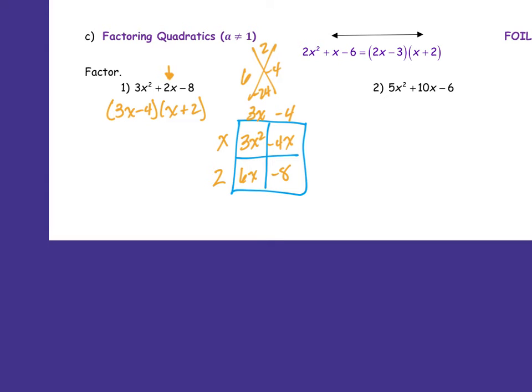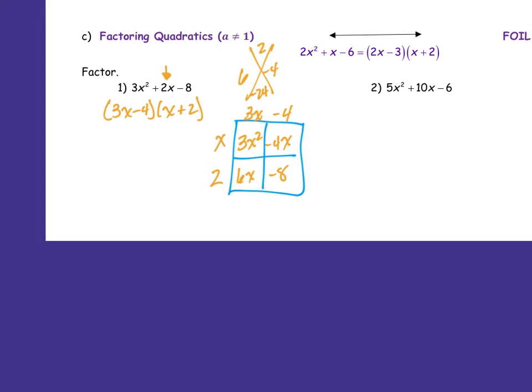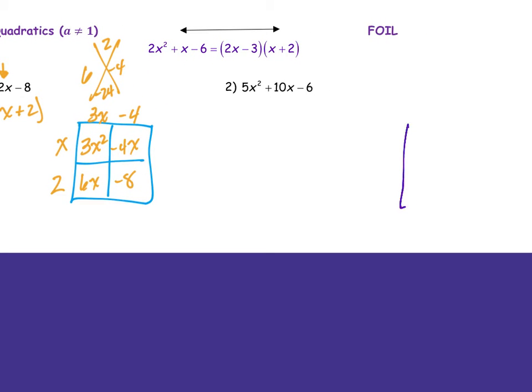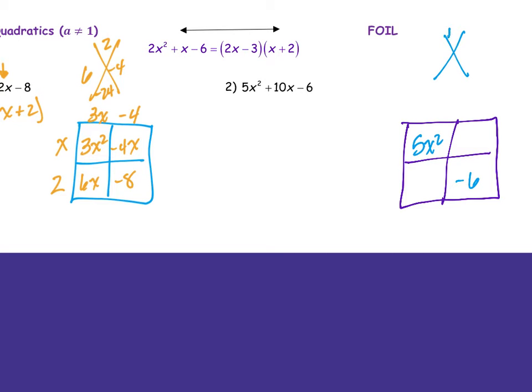Questions? I'm going to do it again. Okay, and then again, I need something that, let's see, 5x squared goes here, -6 goes here. So I need two numbers that still add to be 10. And this time it's going to multiply to be -30. So, ooh. Multiply to be -30 and add to be 10.